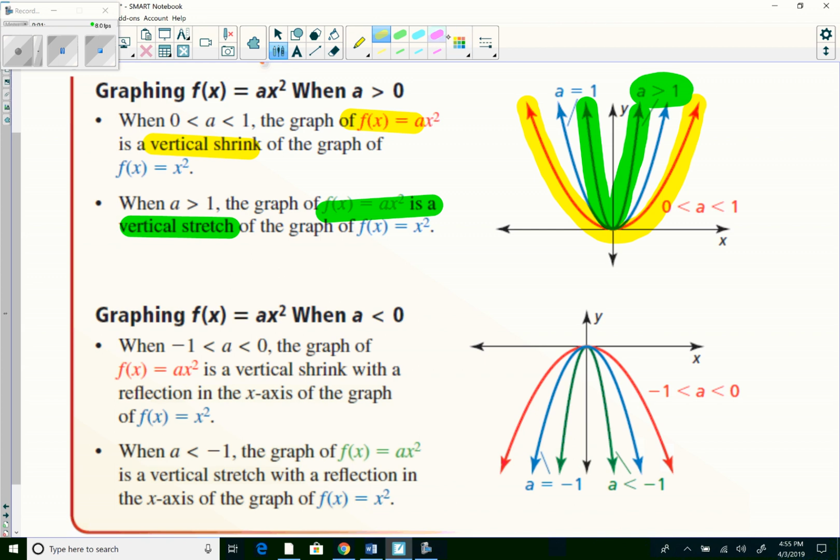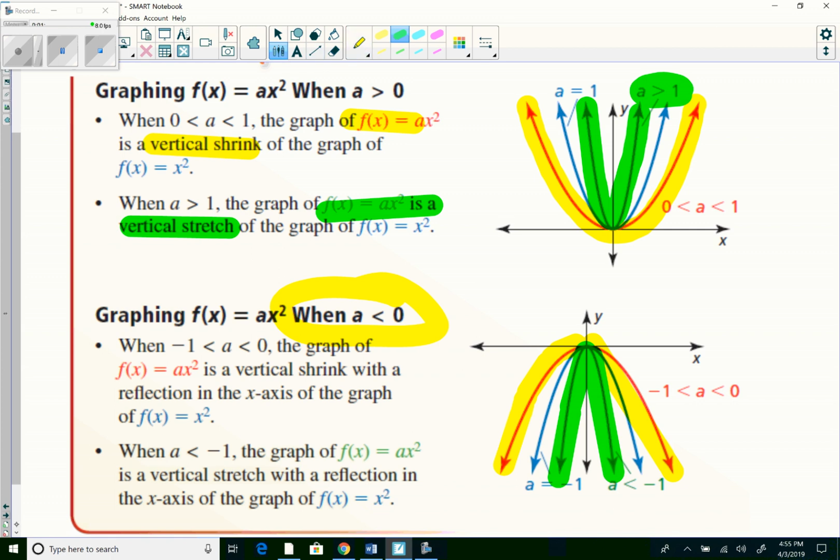And then down here, they're talking about the same thing happening. So this is going to be considered a vertical shrink when it's getting closer to the x-axis. This is going to be considered a vertical stretch when it's getting closer to the y-axis, but it's just flipped. So you've got an a value that's negative.